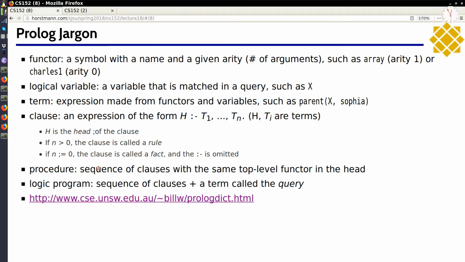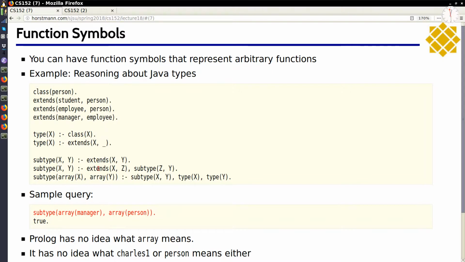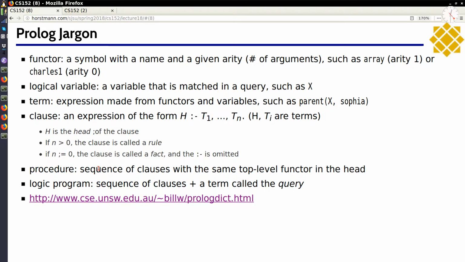Finally, a procedure is a bunch of clauses where the head has the same outermost symbol. So we say this subtype is a procedure. It defines with multiple rules what a subtype is. Type is a procedure. And so the idea is if you need to implement something, then you will implement it by having some number of these rules. And finally, a logic program is a sequence of clauses plus a single term, and that's called the query. And then it's the job of Prolog to answer what that query is.